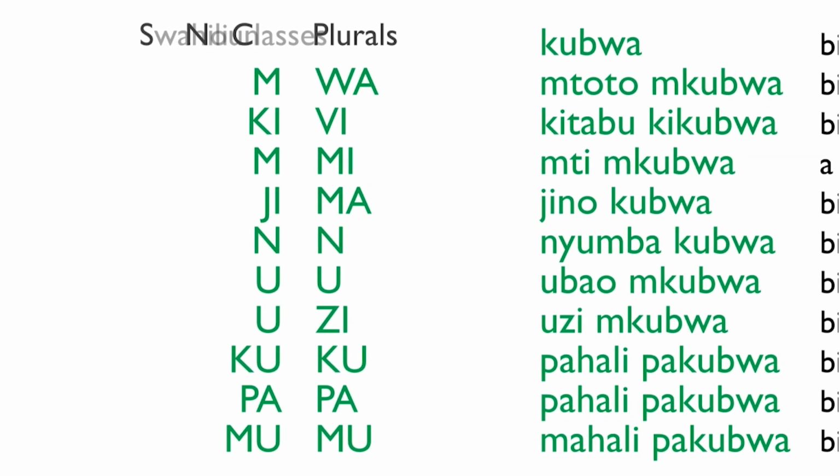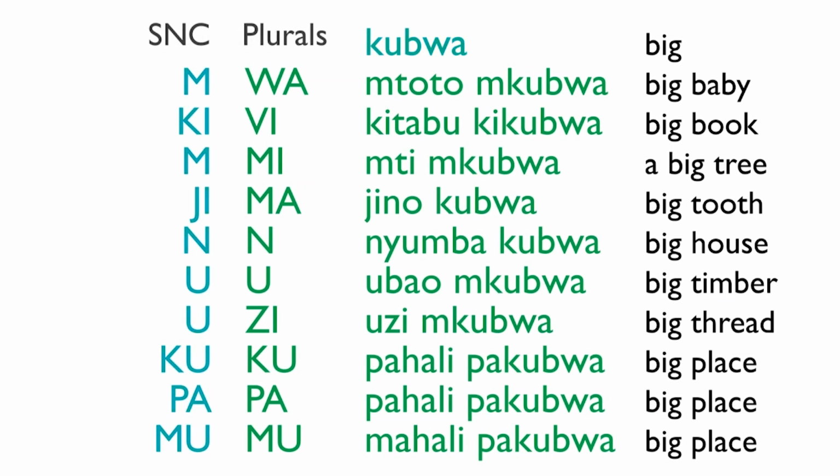Let us see how we can use the adjective kubwa with the above noun classes. Kubwa means big, but just like many other Swahili adjectives, its beginning has to be conjugated differently depending on the noun being used. Usually, to realize the change, add a prefix of the noun class at the beginning of the adjective. For example, mtoto mkubwa, big baby.